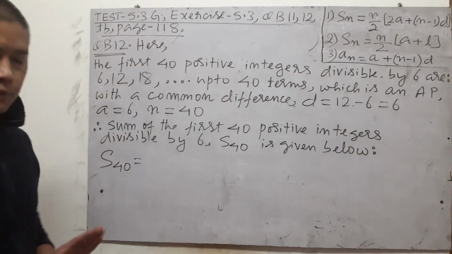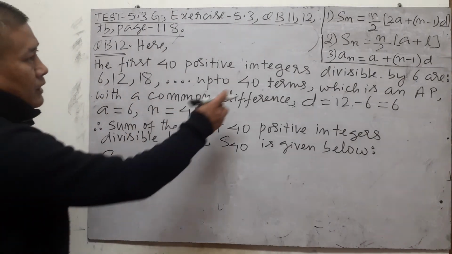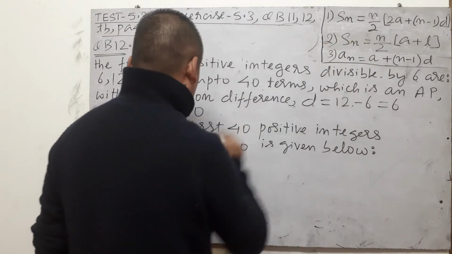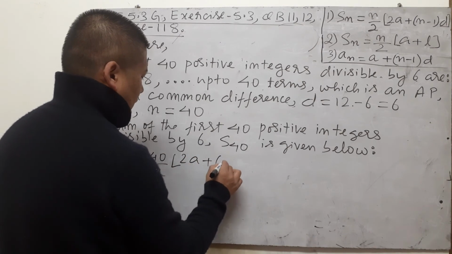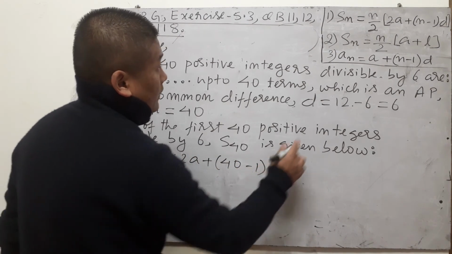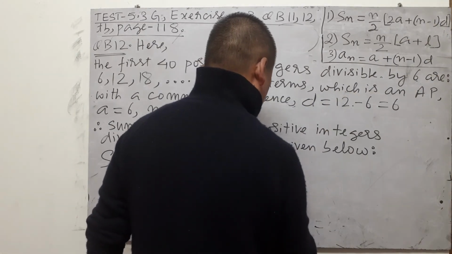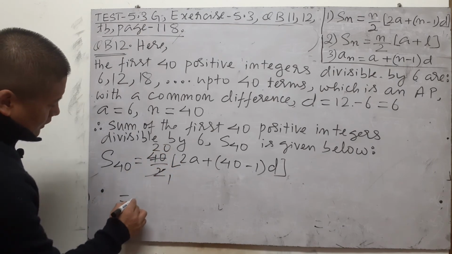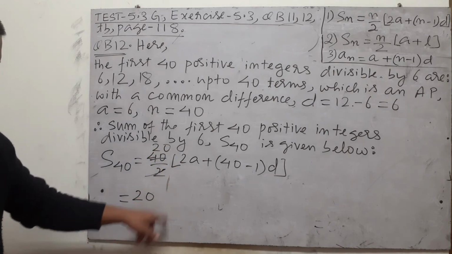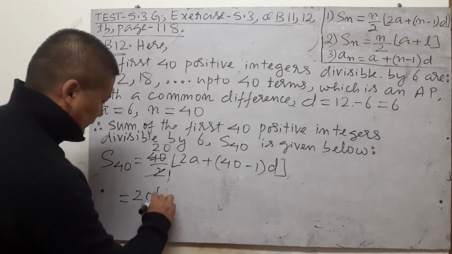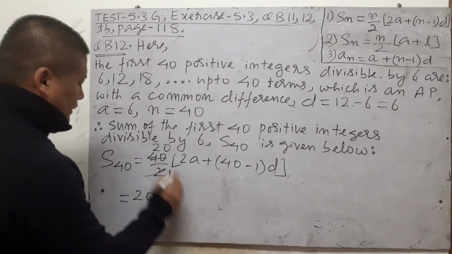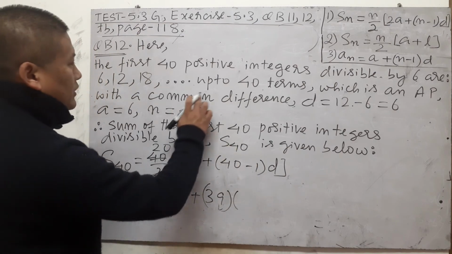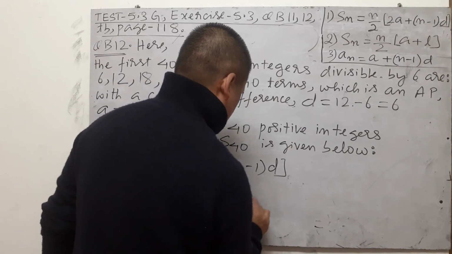S40, the sum of all the first 40 positive integers, would be found using the formula given below here. n is 40, so 40 by 2, n by 2 into 2a plus n minus 1 into d. You cancel these: 2 ones are 2, 2 twos are 4, 0. So 20 by 1 means 20. Next, carefully do it. 2 into the first term value a, which is 6, and 40 minus 1 is 39, into the common difference, which is 6.